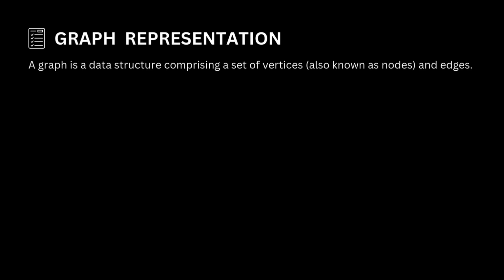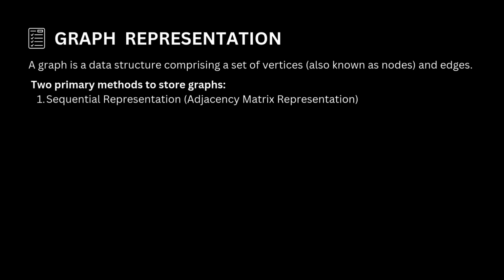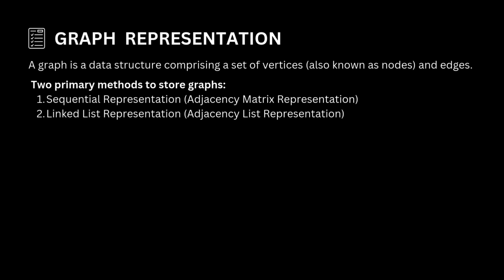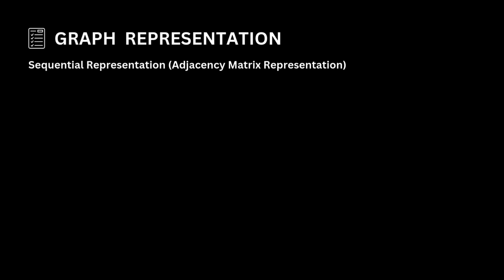Graph representation. A graph is a data structure comprising a set of vertices, also known as nodes, and edges. There are two primary methods to store graphs in a computer memory. The first one, sequential representation, also called adjacency matrix representation. Second one, linked list representation, also called adjacency list representation. Let's first see the sequential representation.